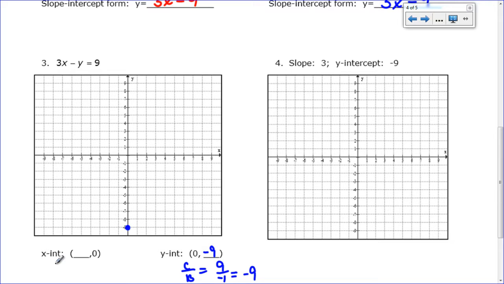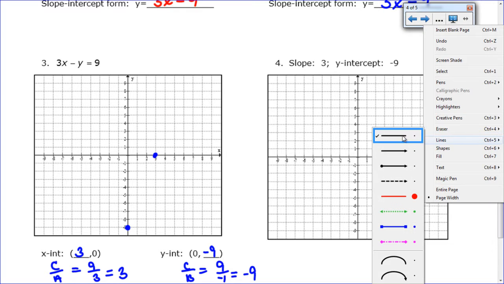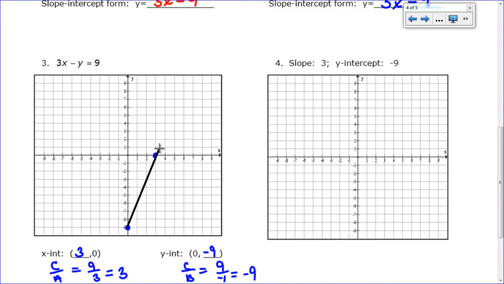And then my x-intercept is c divided by a, and so I'll take that. C is 9, a is 3, and 9 divided by 3 is 3. So my x-intercept's at 3, 0. So again, I can draw a line through my 2 points.